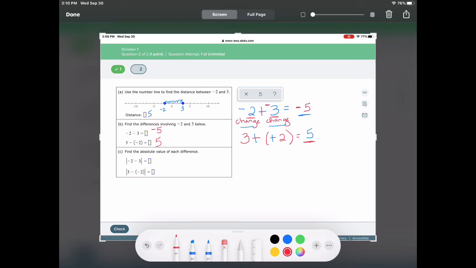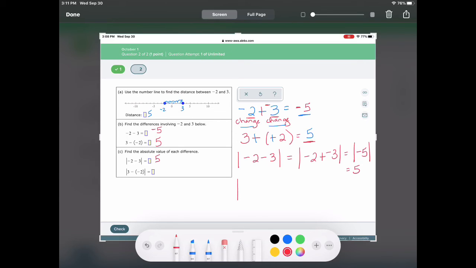Then notice what happens if we play with absolute value. So I have the absolute value of -2 minus 3, which I just did above. It was the absolute value of -2 plus a -3, or the absolute value of -5. Absolute value just tells me to take off that negative sign. I only want to know the absolute value of it, not the positive or negative. So I'm going to actually get a +5.